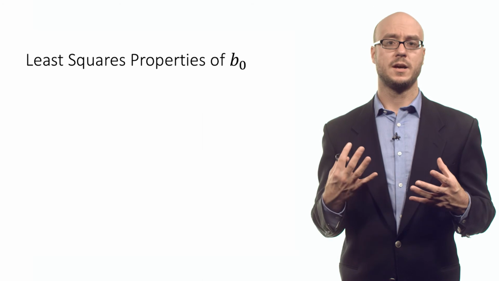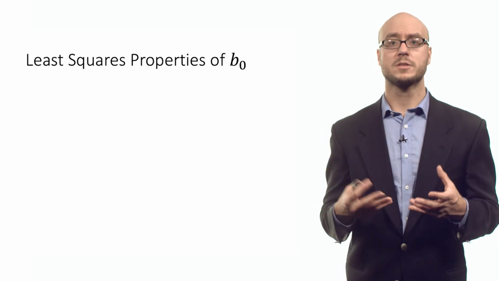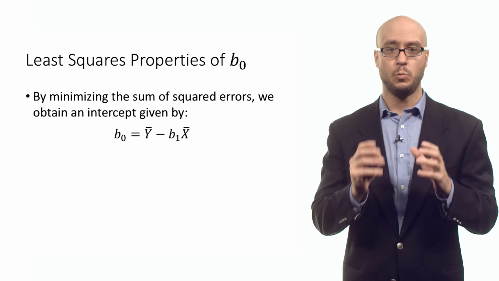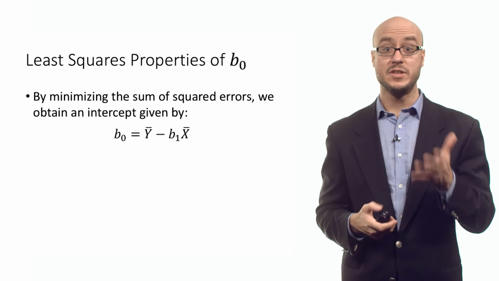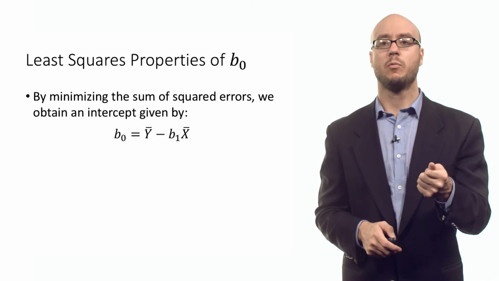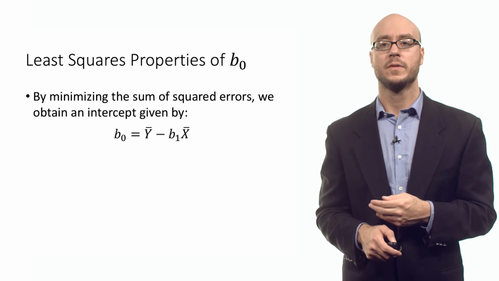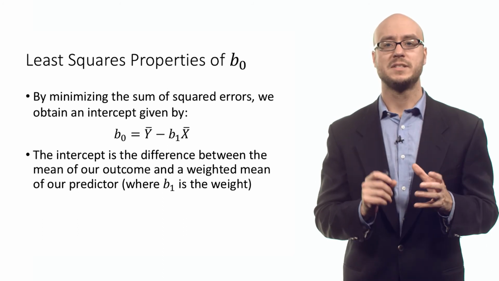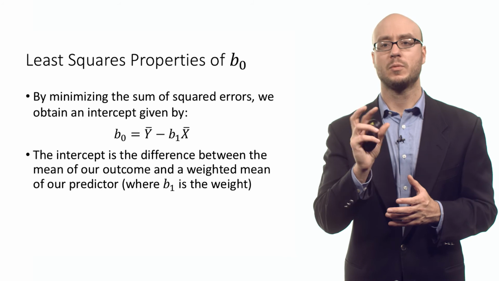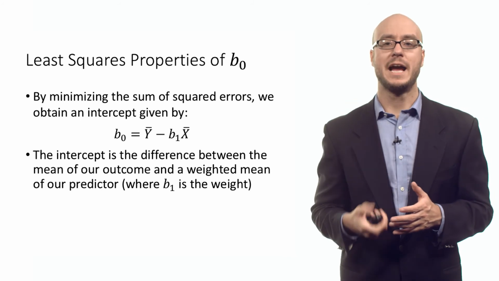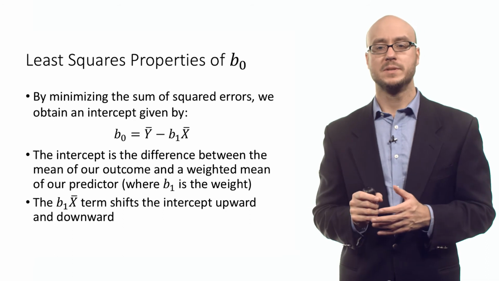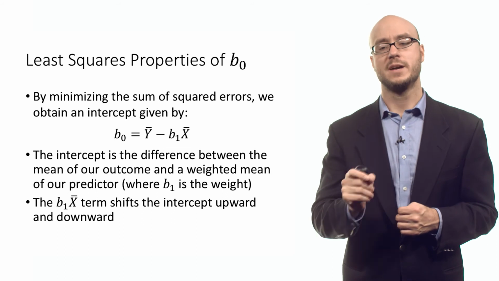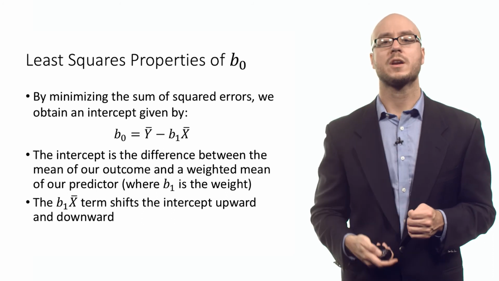The least squares properties of the intercept are also useful and interesting, as by virtue of minimizing the sum of squared errors, we have an intercept that can be expressed in this way. The intercept equals the mean of y minus the slope times the mean of x. You can think of the intercept as the difference between the mean of our outcome and the weighted mean of our predictor or input variable, where the slope is actually the weight. Think about what happens as that slope gets larger or smaller. That value of the slope times the mean of x is going to shift the intercept upward and downward.